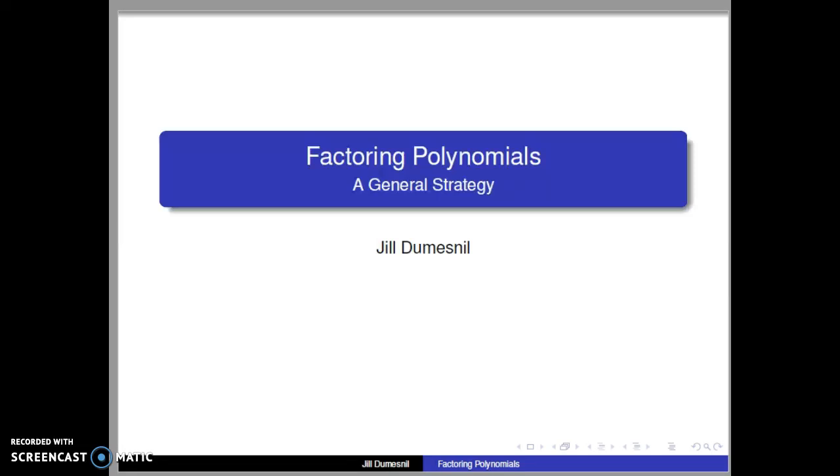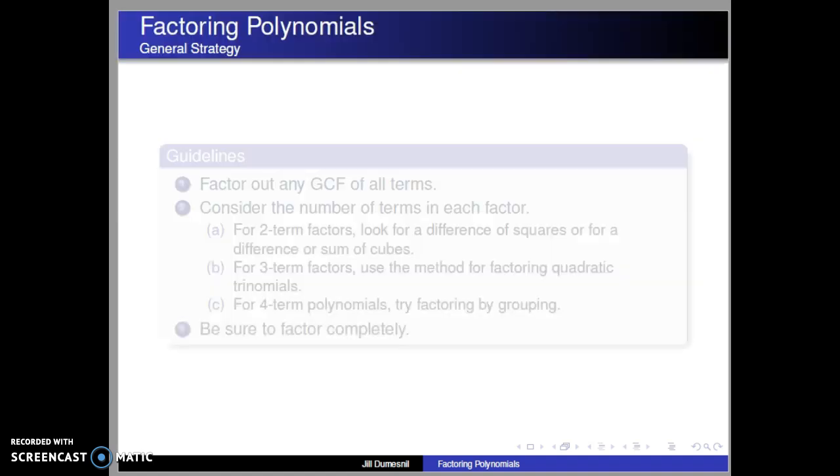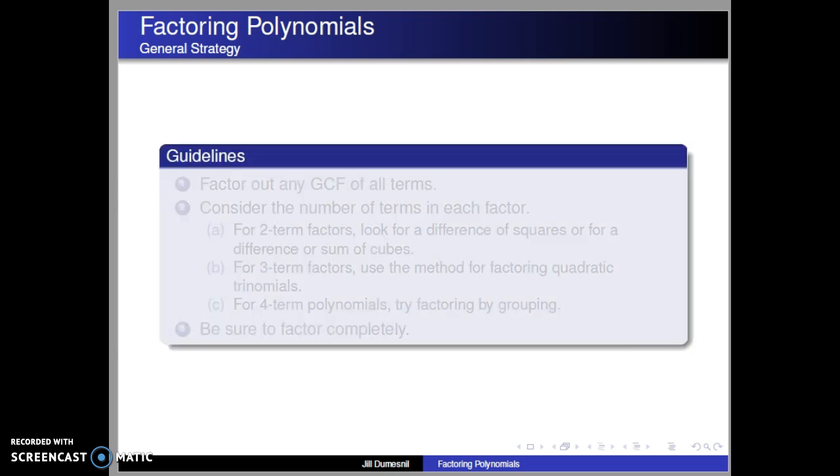In this presentation, we will consider a general strategy for factoring polynomials, putting all our previous techniques together. We will present a set of general guidelines followed by a variety of examples. Our guidelines consist of essentially 3 steps.